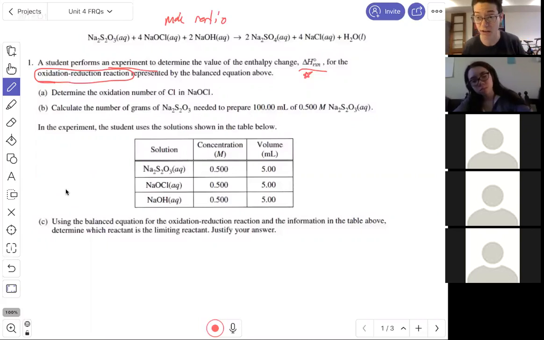So in theory, the very first question here on part A is designed to be an easy to get point. Determine the oxidation number of chlorine in NaOCl. So do that. And they do not require any work for this. This is literally write a number, and that's the point. So you should be able to easily assign 2 of those elements to figure out what the chlorine is.